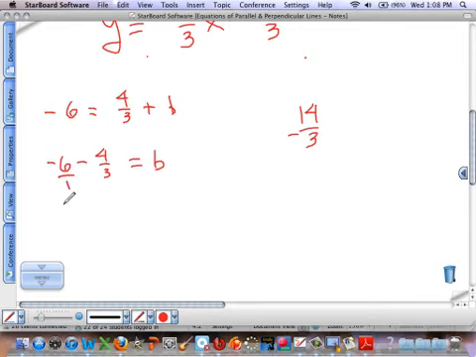Now we have to get a common denominator. And so that common denominator is going to be 3, which gives me -18/3 minus 4/3. And I think right here, that's where a lot of you guys made that mistake. You're coming up with -14/3. That's where your mistake was coming in, is you guys were adding the 4/3 rather than subtracting the 4/3. So that should have been negative 22/3.